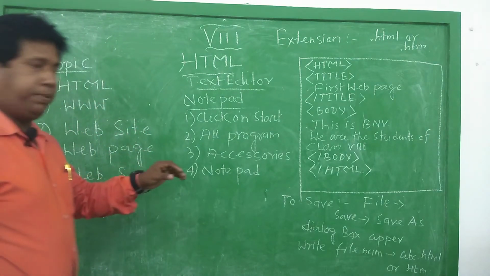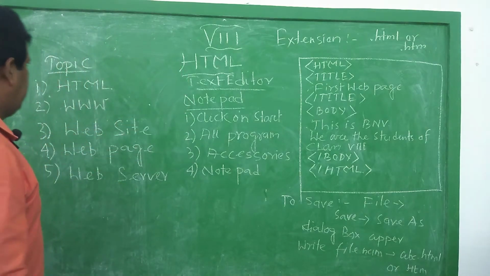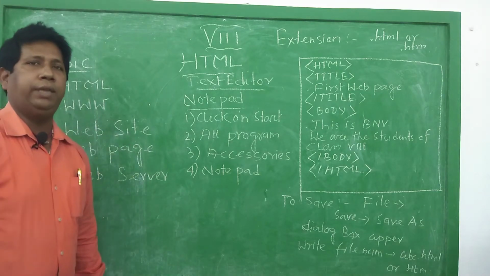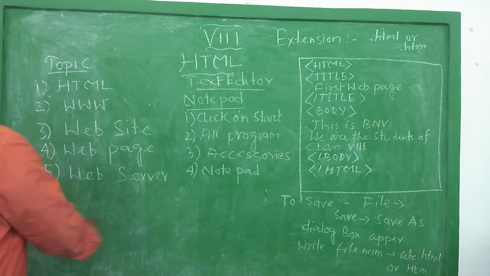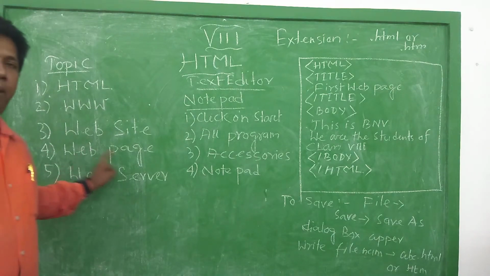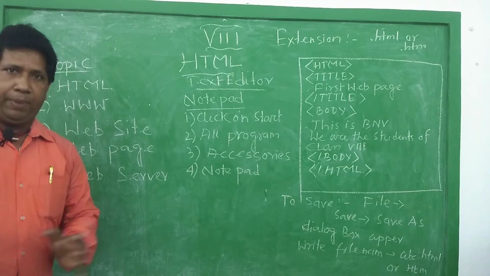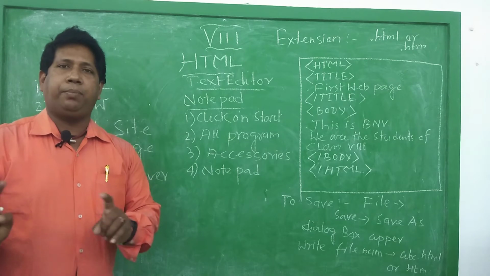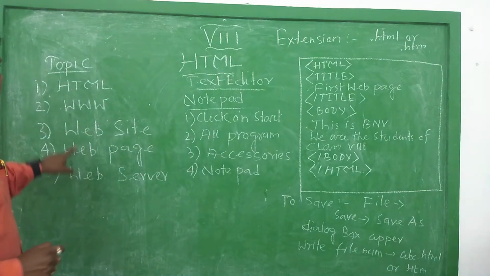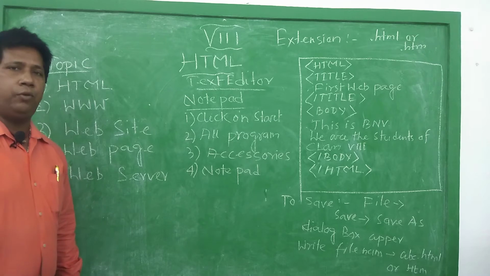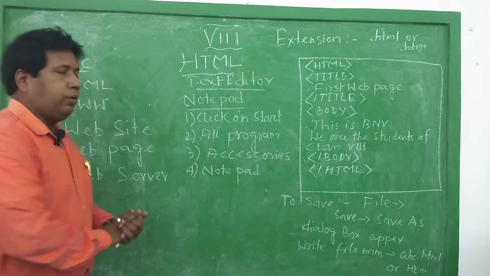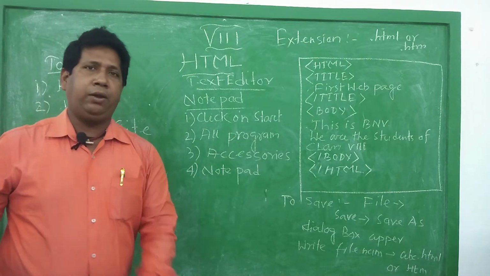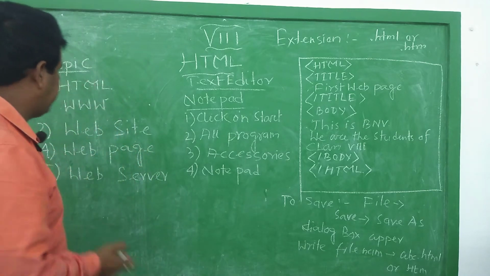Before I start explaining anything regarding HTML, first of all you should understand what is www. www is an interconnection of web pages. Then what is a web page? A web page is a single page which displays information about a particular topic. And what is a website? A website is a collection of web pages. Then what is www? www is an interconnection of websites.